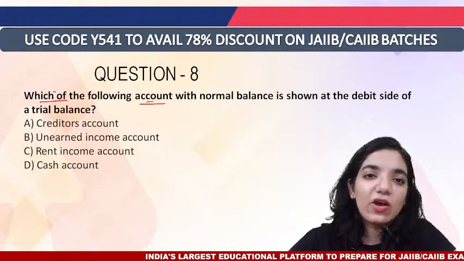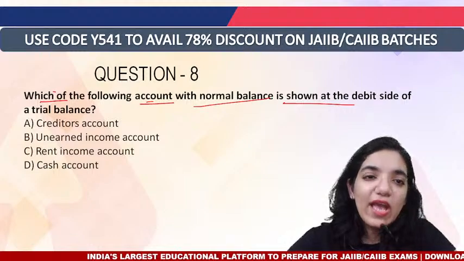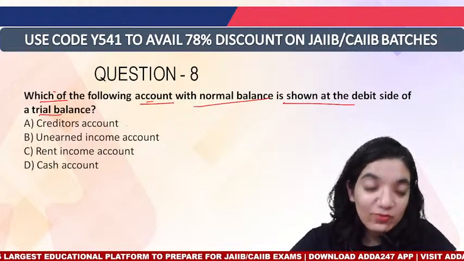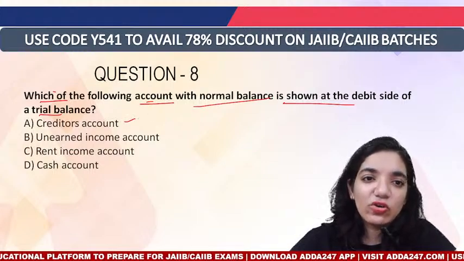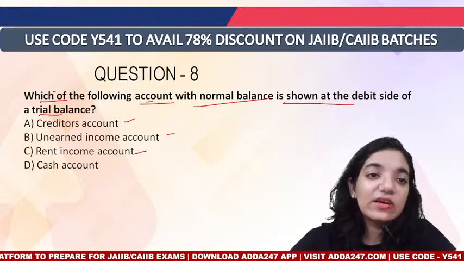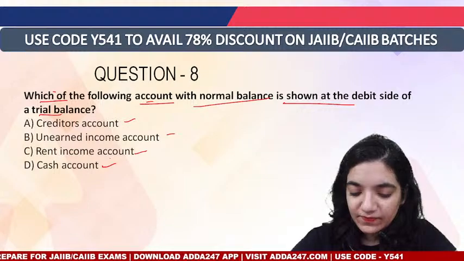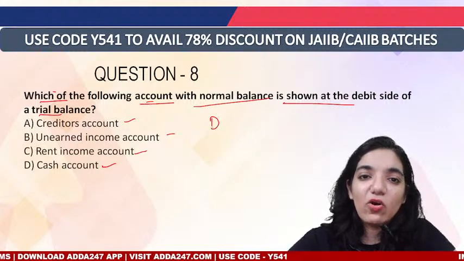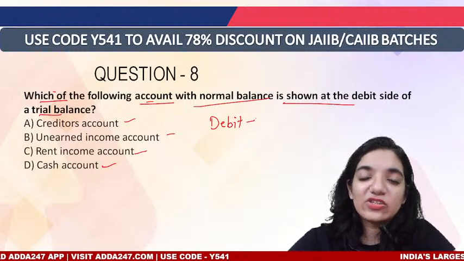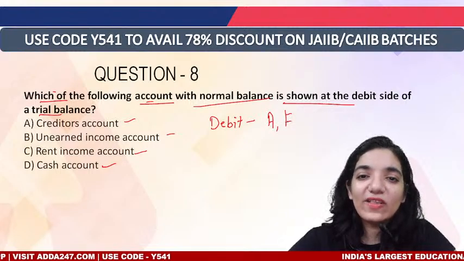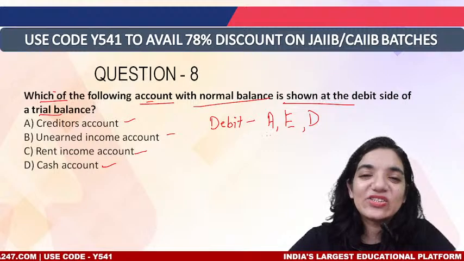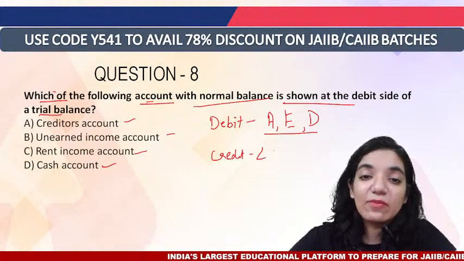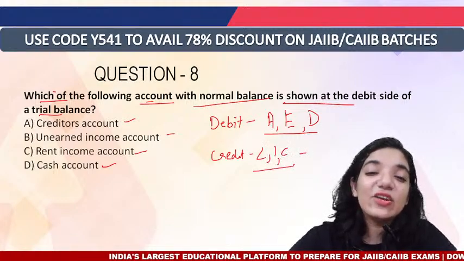Which of the following accounts with normal balance is shown at the debit side of the trial balance? As per the various accounts of the trial balance, in which area would it be shown? Is it the creditors account, the unearned income account, the rent income account, or the cash account? Remember, on the debit side of the trial balance, we have all the assets, all the expenses, as well as the drawings. So these three are on the debit side, while the remaining items, that is liabilities, incomes, and capital, go towards the credit side.